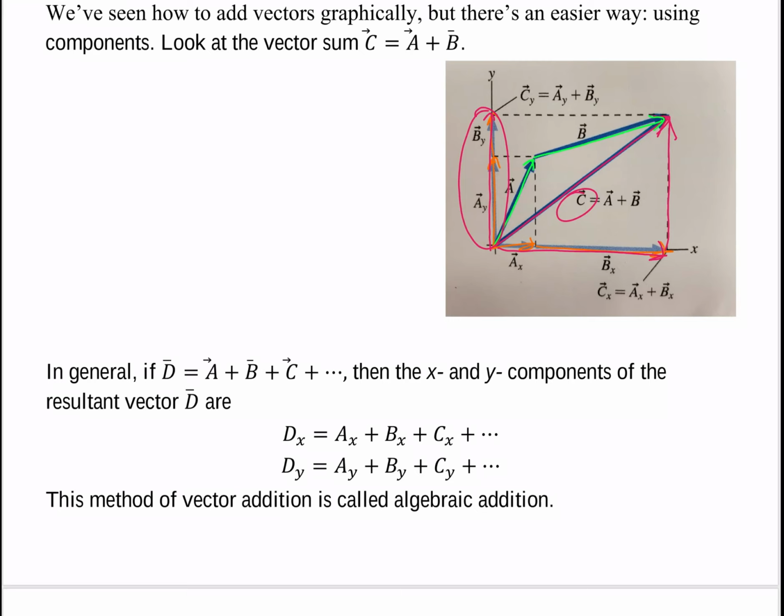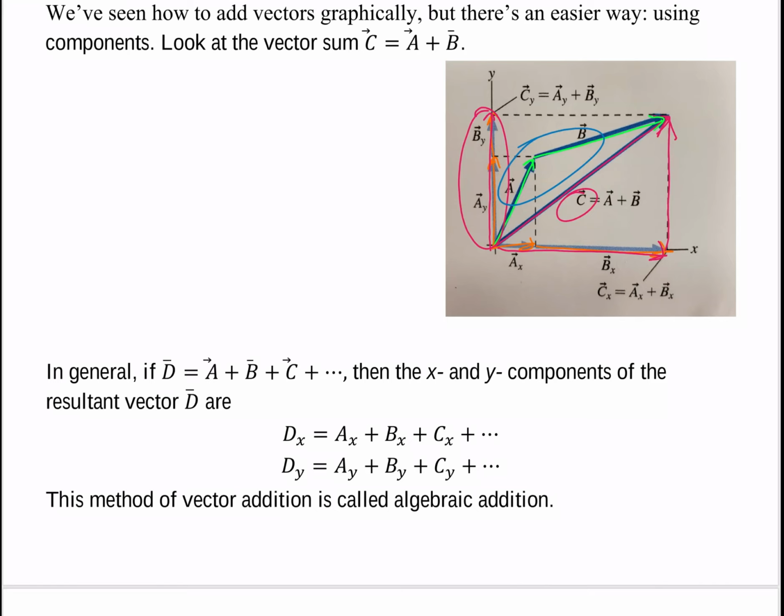So by breaking vectors A and B into components, I put A sub x and B sub x together and get my component C sub x. If I take A sub y and B sub y and put them together, I get C sub y. Then I put C sub x and C sub y together, and I get my vector C. It's better than trying to do this graphically. That's the way we actually do it. Vector components.